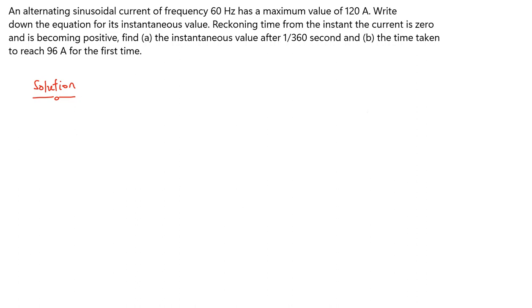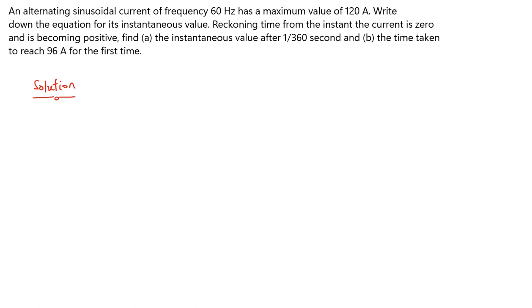In this video, you are going to solve this question I have on the screen. The question says an alternating sinusoidal current of frequency 60 Hz has a maximum value of 120 amperes. Write down the equation for its instantaneous value, recording time from the instant the current is 0 and is becoming positive. Find A, the instantaneous value after 1 over 360 seconds, and B, the time taken to reach 96 amperes for the first time. So let's look at how you are going to solve this question.